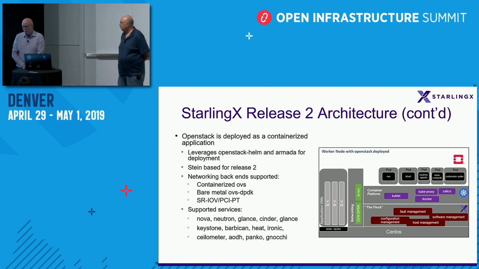The networking backends we support with our OpenStack solution are containerized OVS, bare metal OVS DPDK for VM accelerated networking, as well as SR-IOV and PCI pass-through. As well, it lists out the supported OpenStack services that StarlingX Release 2 will provide.